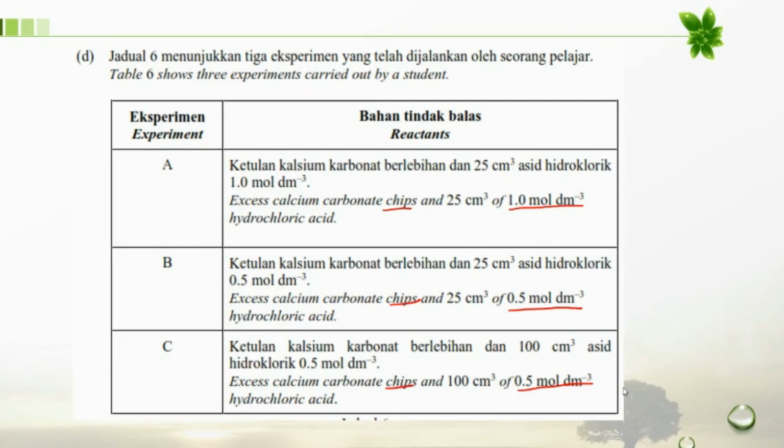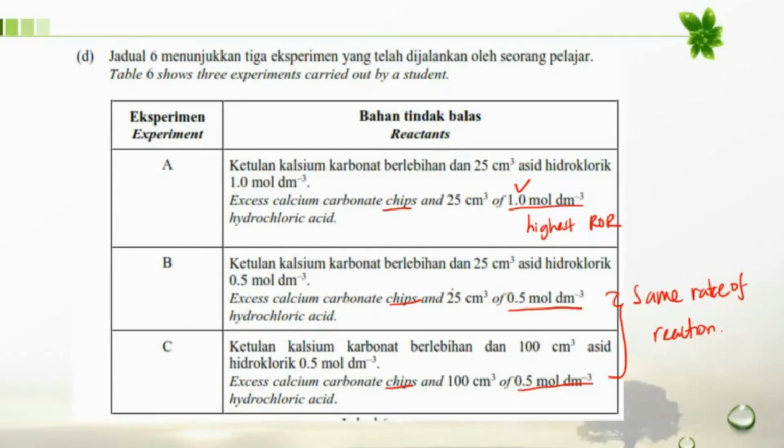Okay, A. Why A, Ivy? The answer is correct, it's A. This one has the highest rate of reaction. Why? Higher concentration of hydrochloric acid, correct? Because this is highest. Then B and C, same concentration, same size. How about the rate of reaction? If same, no factor affecting, this one same rate of reaction.